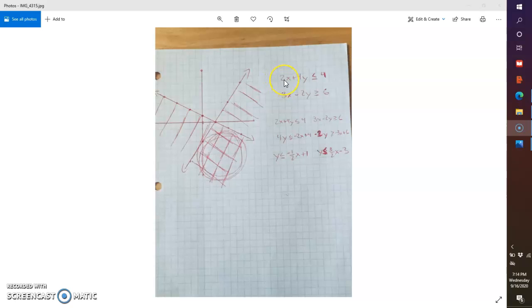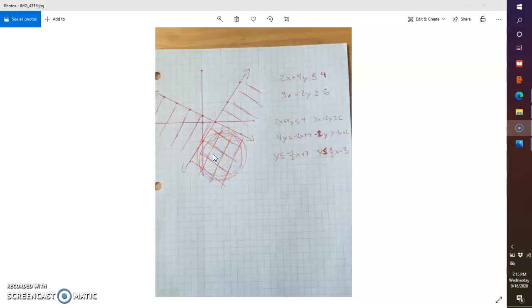So my first inequality, 2 times 0 plus 4 times 0 is 0, and 0 is less than 4, so we shade toward it. Next inequality, 3 times 0 minus 2 times 0 is 0, and 0 is greater than 6, that's false, so we shade away from it. And the answer is where the shading intersects.